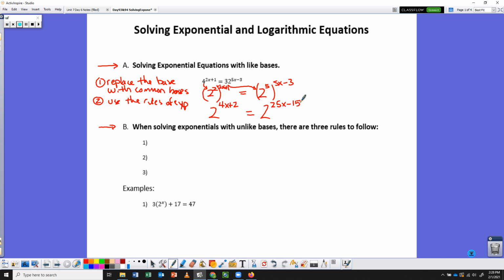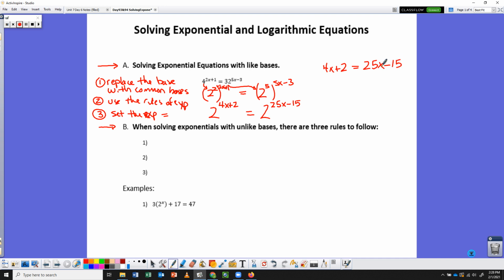Now that both sides of the equation are expressed as powers of the same base, the third and final step is this: these two sides are supposed to be equal and the bases are equal, which means the exponents must be equal. So all you have to do to finish solving this problem is set the exponents equal to each other. In other words, 4x plus 2, which is the exponent on the left, would have to equal 25x minus 15, which is the exponent on the right.